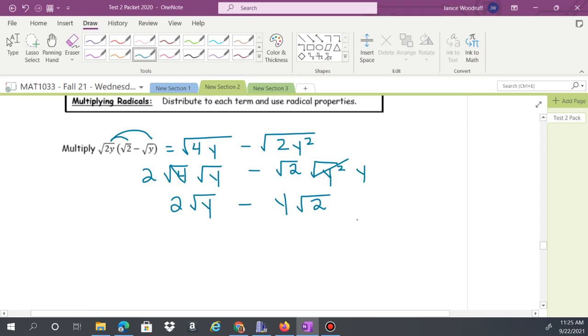So y square root of 2. Now, are those like terms? It's tricky. You want to say they are because they've got the same letters, but they're opposite. So what's under the radical is different. So they are not like terms, which means that's it. That's the answer.